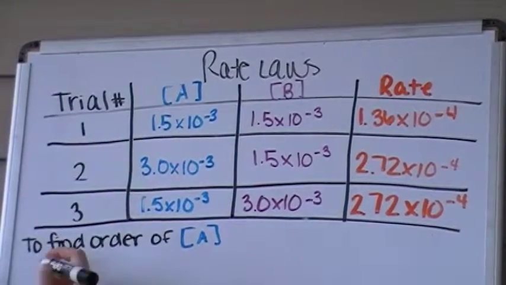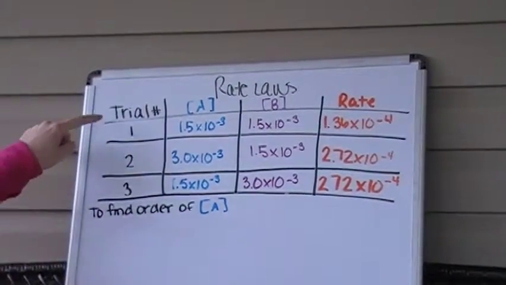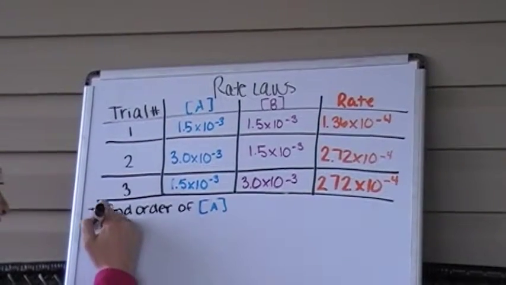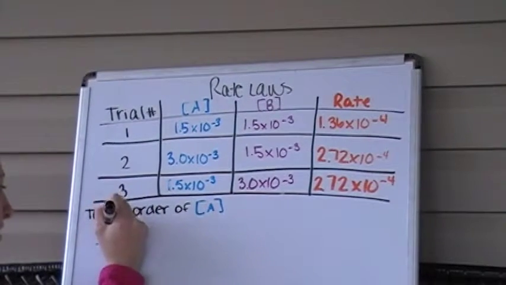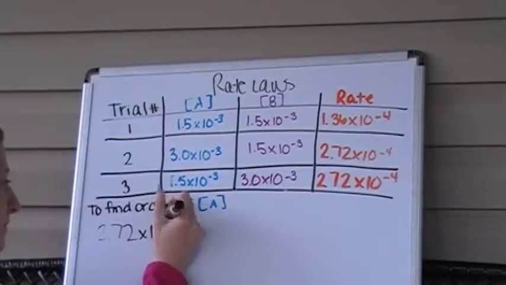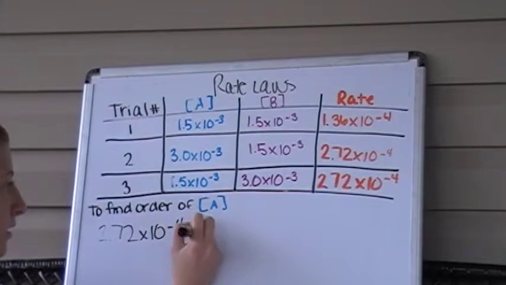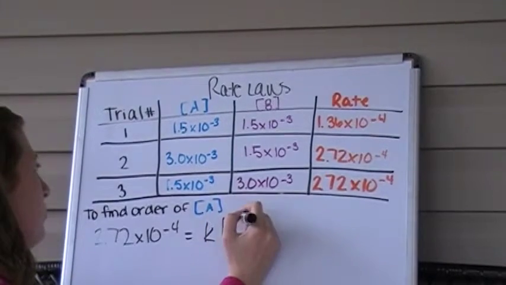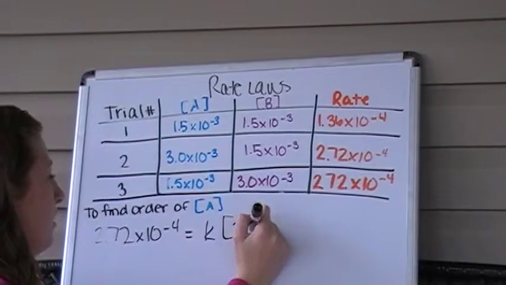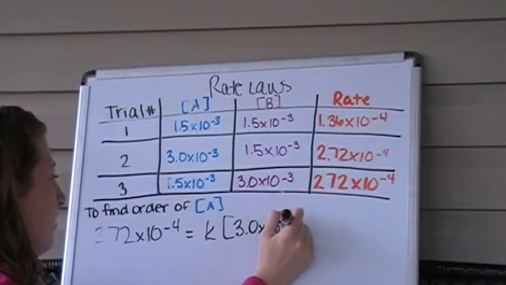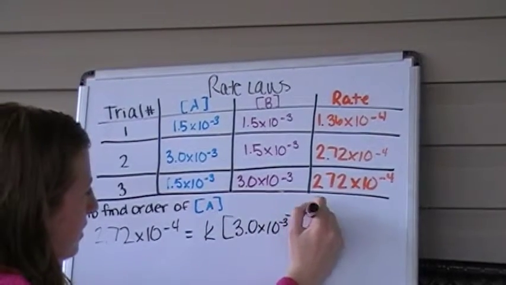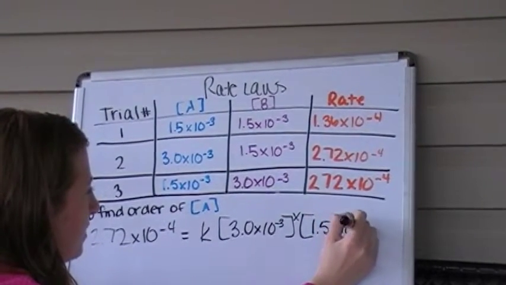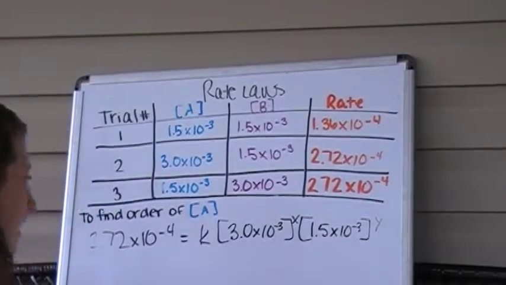So for this one, we would pick trials 1 and 2 because they have the same concentration. So we would do the rate, which equals K, which is your rate law constant, times the concentration of A, which is 3 times 10 to the negative third to the X, times the concentration of B, which is 1.5 times 10 to the negative third to the Y.